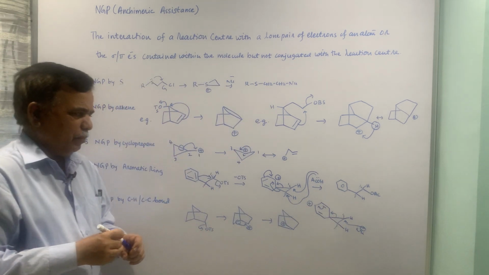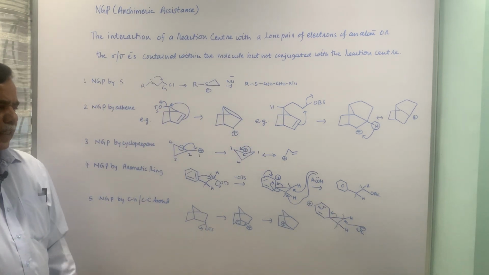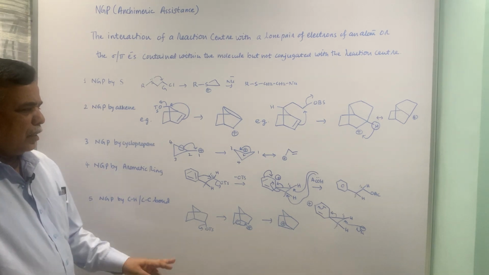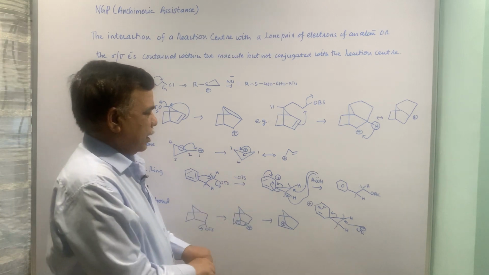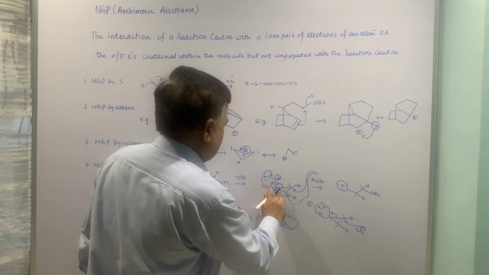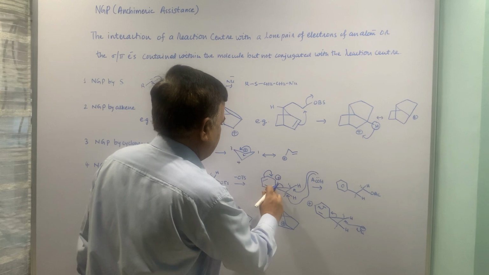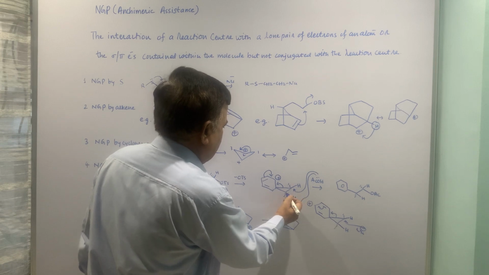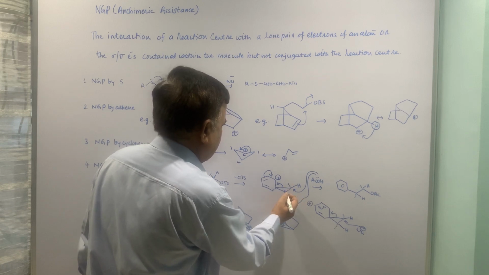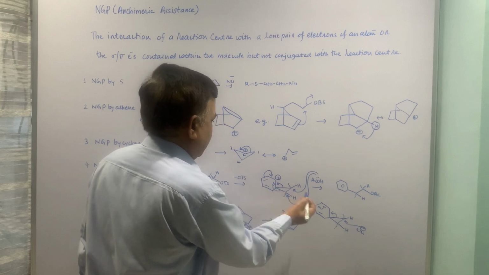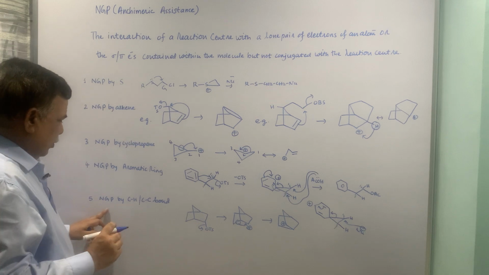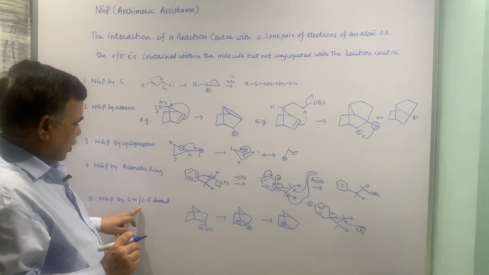So the mechanism, writing the arrow is not a problem, because you have to see that this bond will not break, because this is essential. So that skeleton has to remain. So whether it attacks here or here, anyway you can show it. There will be two products, one more product will be there. And neighboring group participation by CC bond.